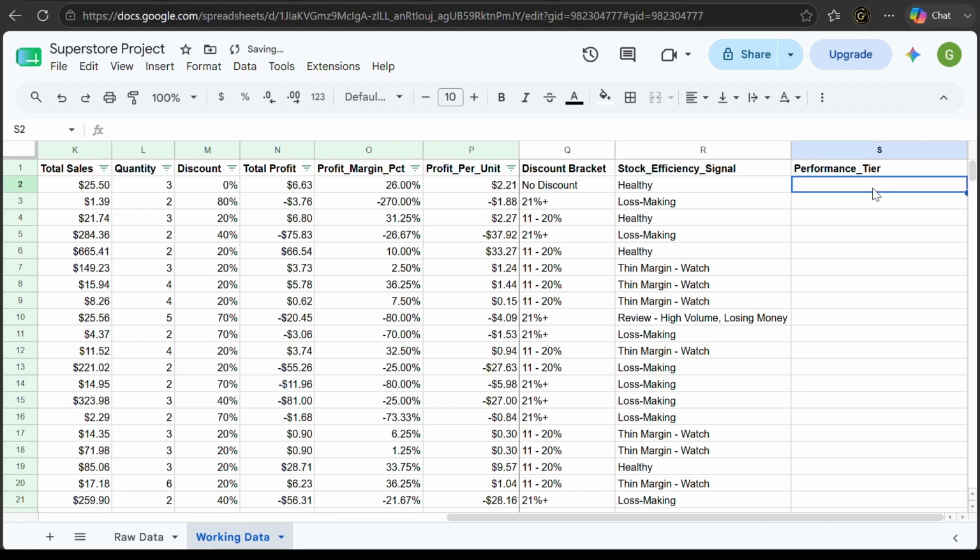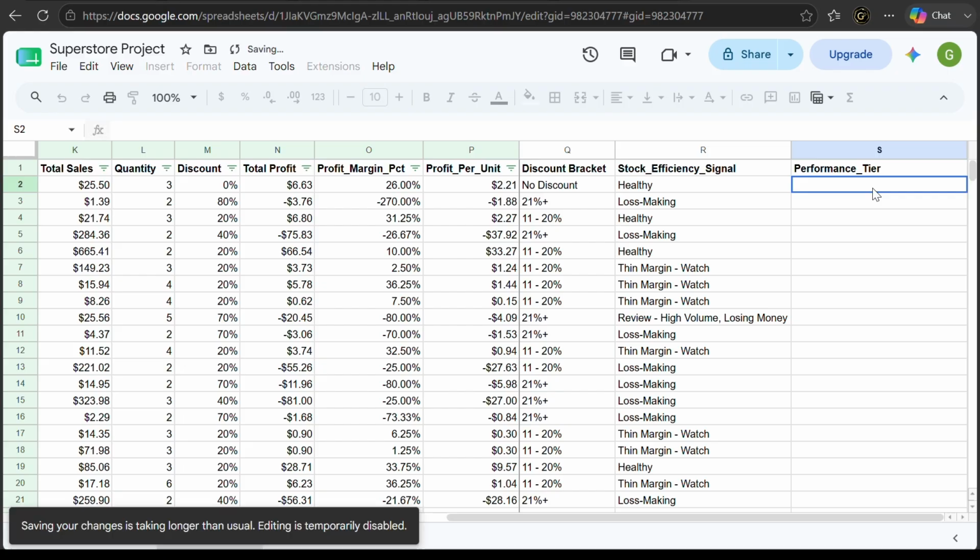All right. So for this, I'll be using multiple if conditions, but I'll just nest them inside one. So that will be IFS.